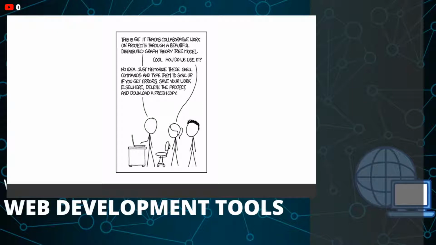Cool. How do we use it? No idea. Just memorize these shell commands and type them to sync up. If you get errors, save your work elsewhere, delete the project, and download a fresh copy. Which, sometimes we do. Sometimes there's some weird stuff that we get into with Git where it won't work quite right for us. There are fixes to it, which this comic might not let on to.